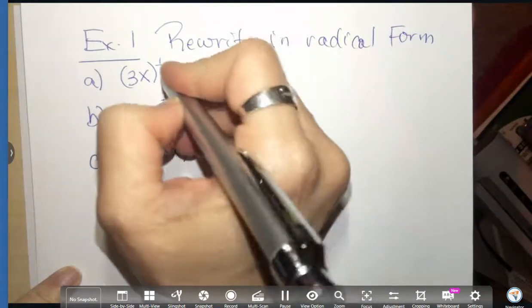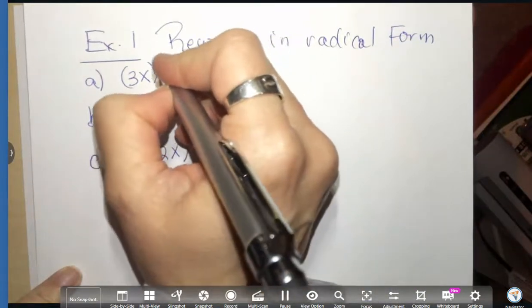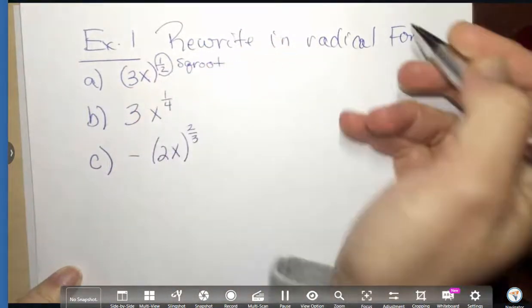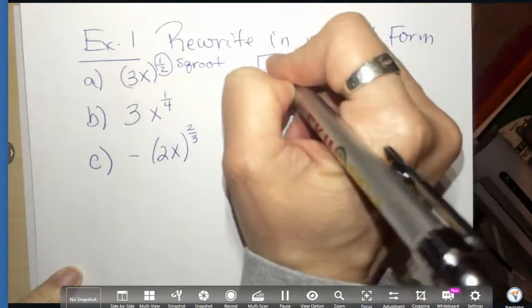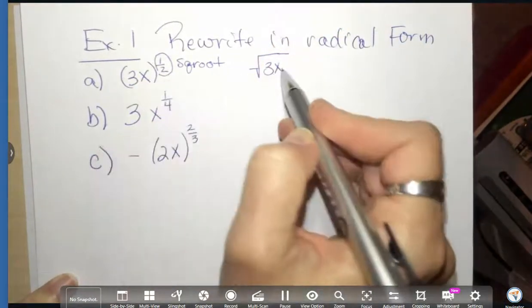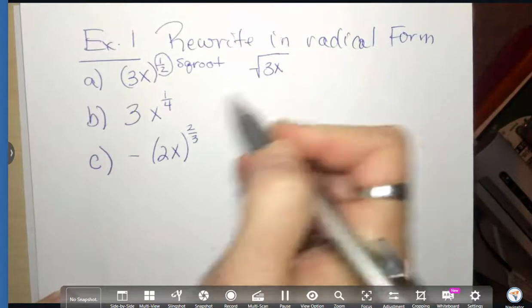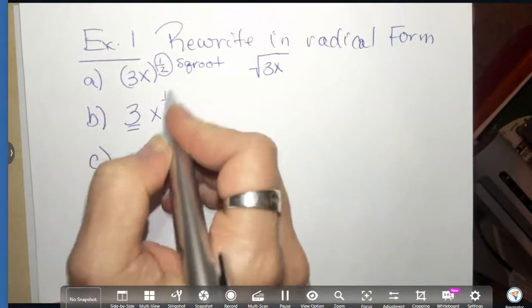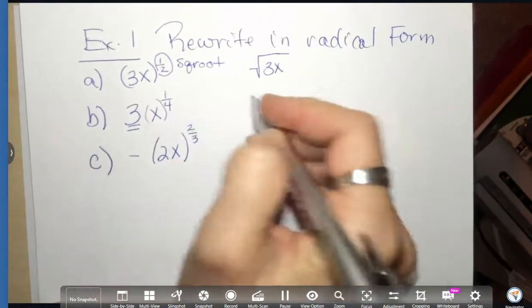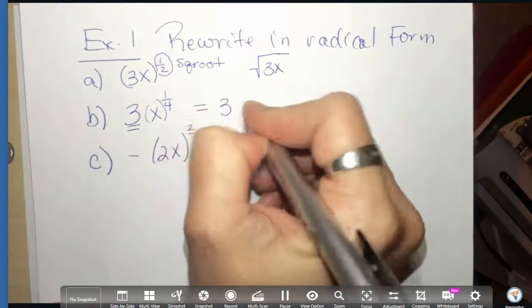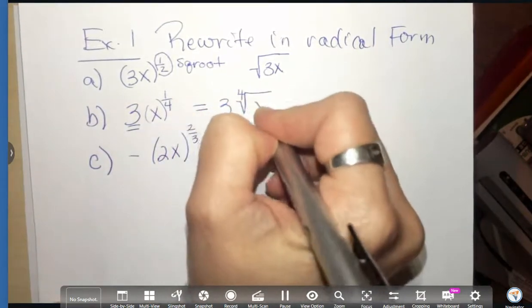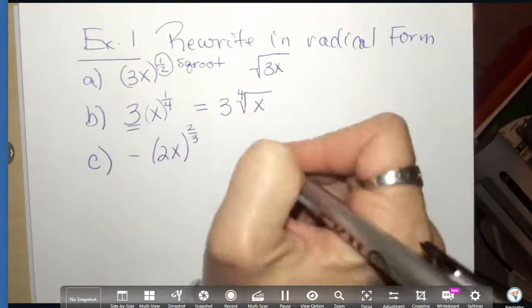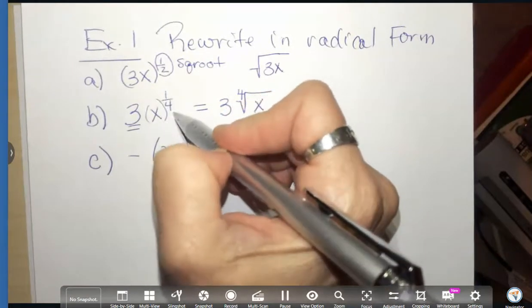All right, so we are back, and we know that the 1/2 means square root. So this is saying the square root of 3x. The 3 and the x are in parentheses, so they both have to be under the radical. Now with this guy, the 3 is not in parentheses. The only thing that's being raised to the 1/4 power is the x. So that would be equal to 3 times the 4th root of x. X is the only thing that's under the radical, so that's the reason why it's the only thing that's being raised to the 1/4 power.